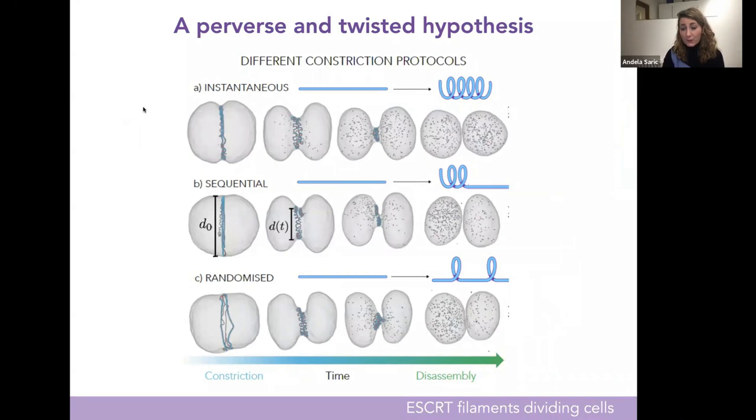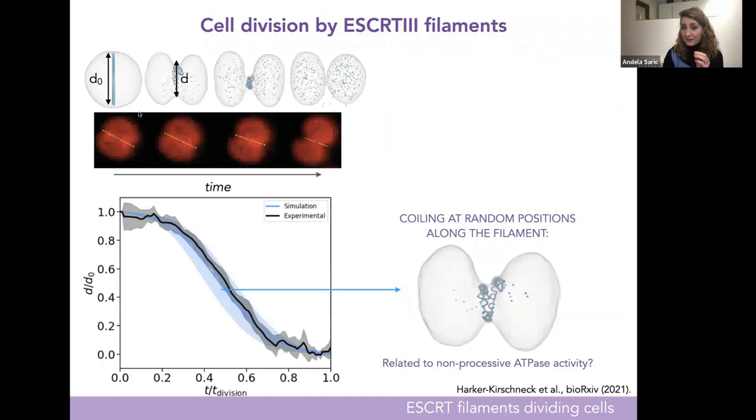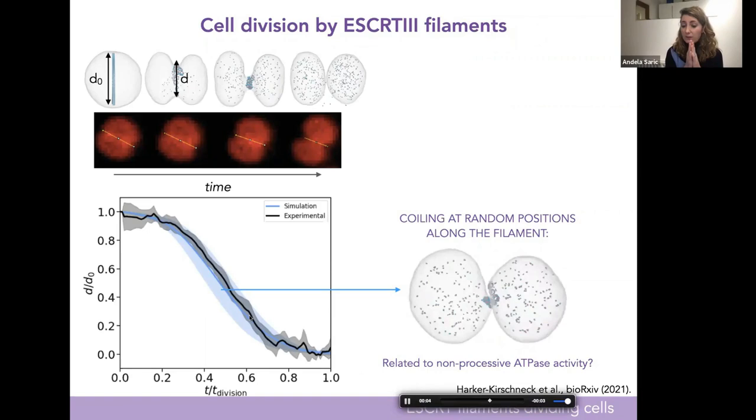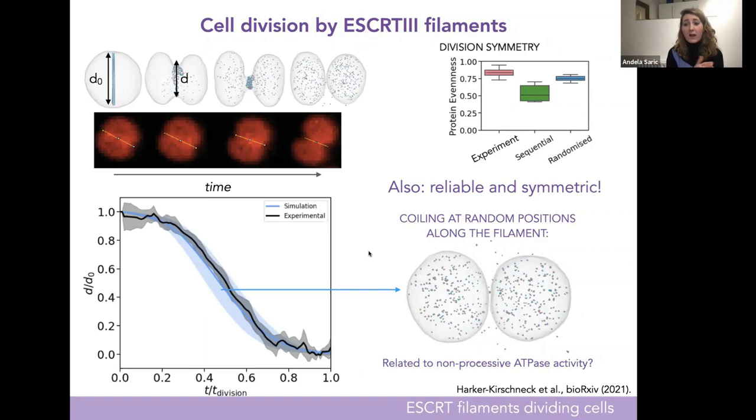And long story short, we found that only one protocol recapitulates what we see in experiment really well. And that's, of course, the simplest one, where we change the curvature of the filament at random positions. That's really the protocol that gives perfect alignment with what we see in experiment without any fitting. And it's also the protocol that gives the most reliable division and the most symmetric division.